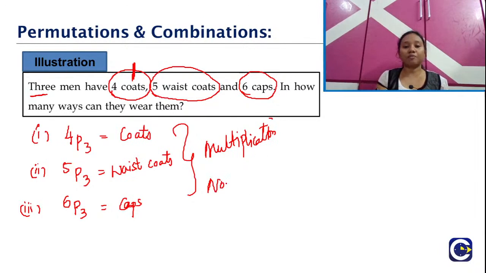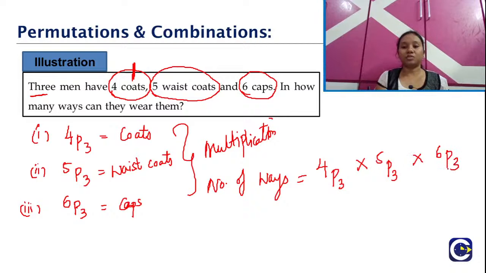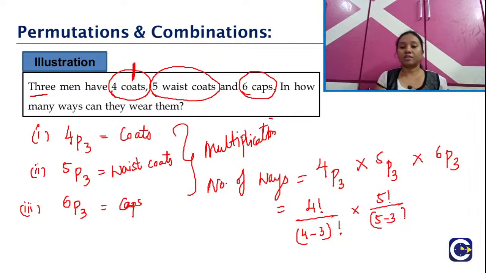So hence the total number of permutations here, that means the number of ways, will be equal to 4P3, first experiment, cross second experiment, that is 5P3, cross 6P3. So we have to find the value, that is 4 factorial by (4 minus 3) factorial, into 5 factorial by (5 minus 3) factorial, into 6 factorial by (6 minus 3) factorial. So 4 minus 3 factorial will be 1. So 5 factorial divided by 2 factorial, into 6 factorial by 3 factorial.